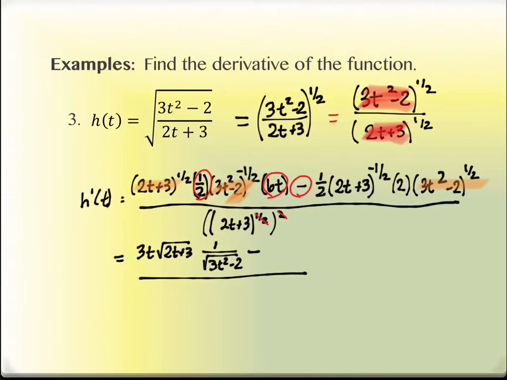The other piece, I see a 1/2 here and a 2 here. So those cancel out completely and very nicely. And then I have another denominator. So I have 1 over the square root of 2t plus 3. And then I have my square root of 3t squared minus 2. The denominator is now just 2t plus 3. And I don't really need the parentheses, but I'm going to put them there because I'm going to need them for some multiplication purposes in a minute anyway. Okay, is that okay so far?